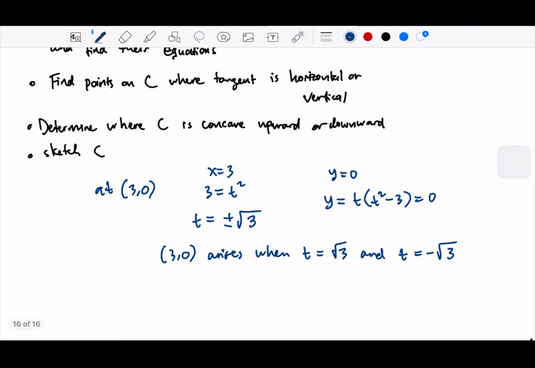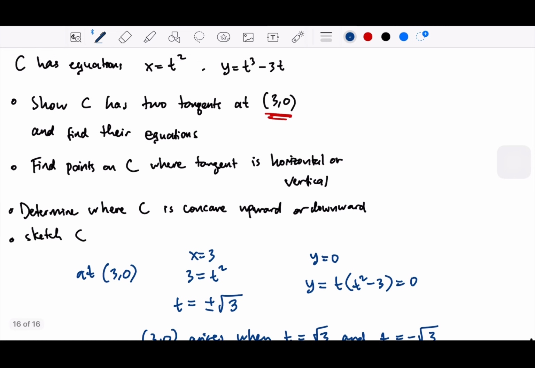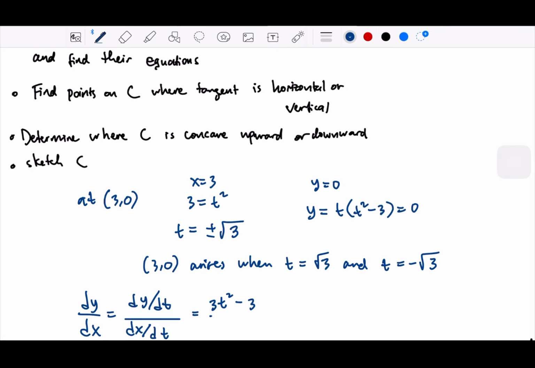Which means this positive and negative indicates that the curve probably crosses itself. So it crosses (3, 0) twice. So if we check the tangent, dy/dt is 3t squared minus 3, and the other one is just 2t for dx/dt.